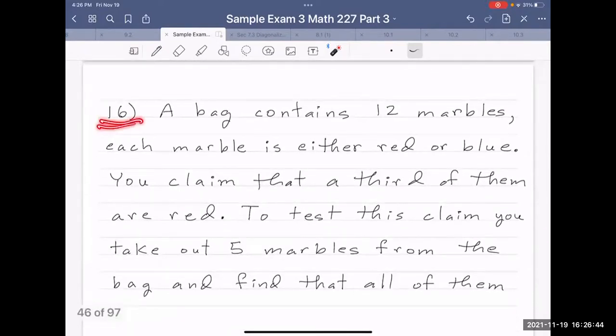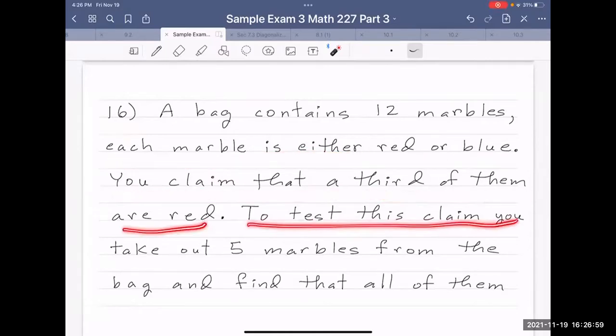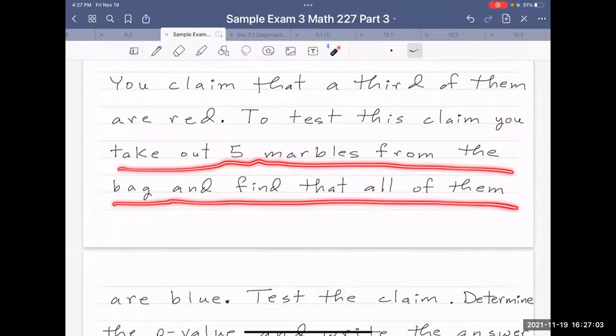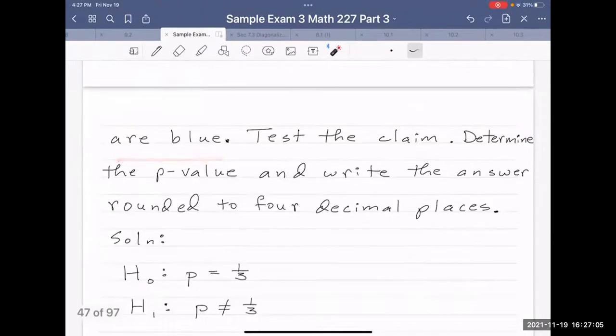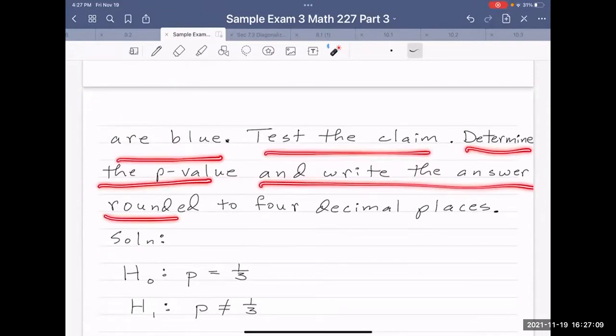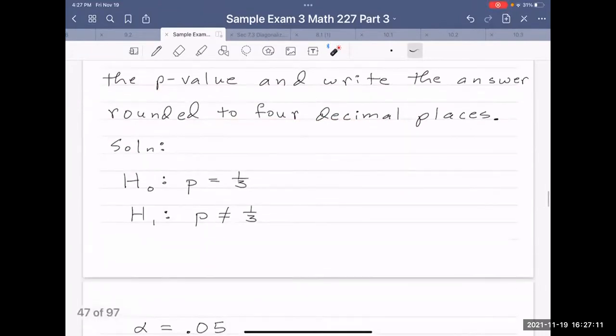Let me do problem 16. A bag contains 12 marbles. Each marble is either red or blue. You take out 5 marbles from the bag and find that all of them are blue. Test the claim. Determine the p-value and write the answer rounded to 4 decimal places.